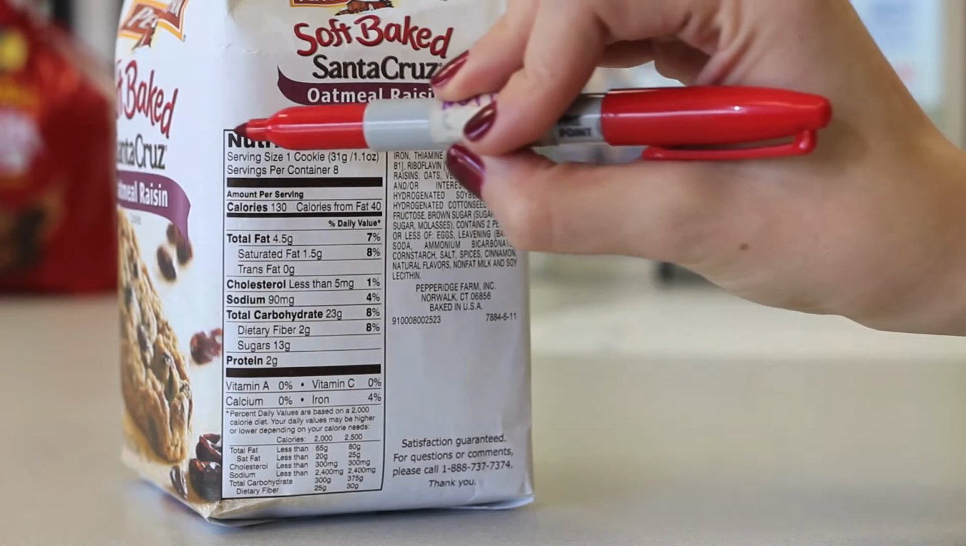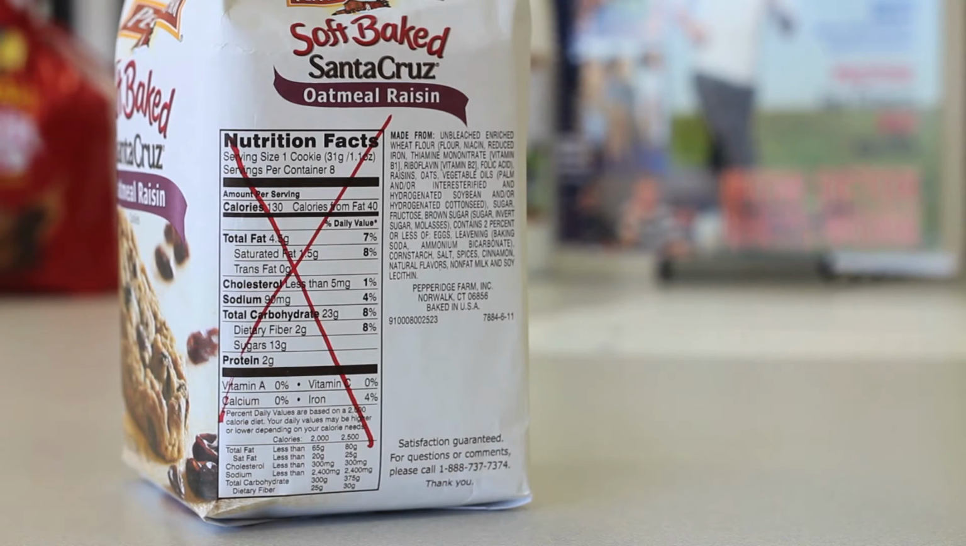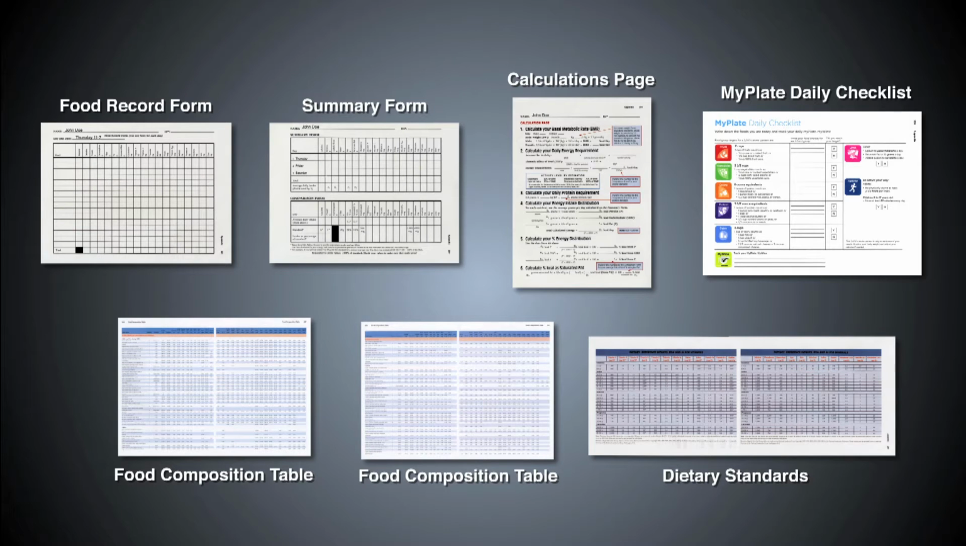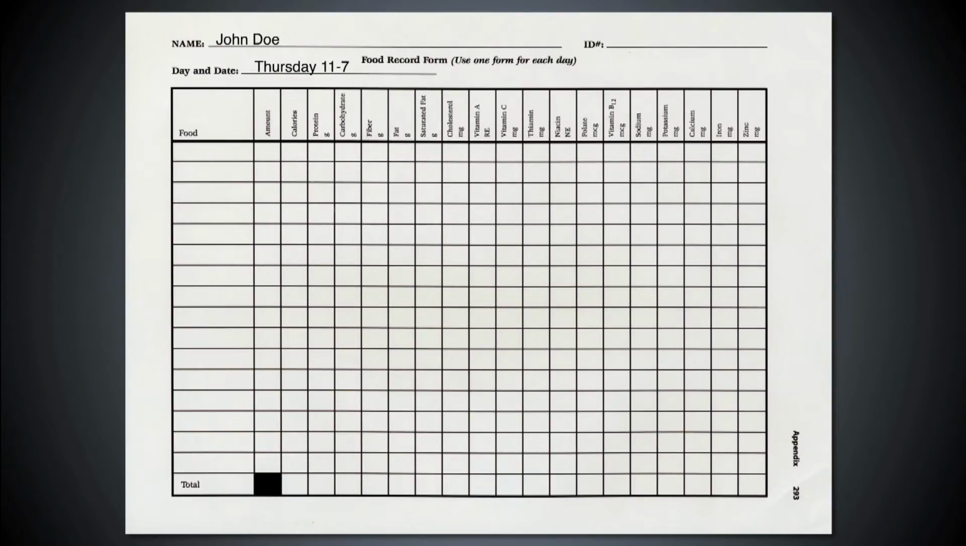But whatever you do, do not use food labels. Food labels are missing a lot of nutrition information you need, so if you use food labels, you will receive a no pass. Now let's go over an example. Suppose you had milk and cookies for a snack. The first thing you want to do is to write those food items onto your food record form.